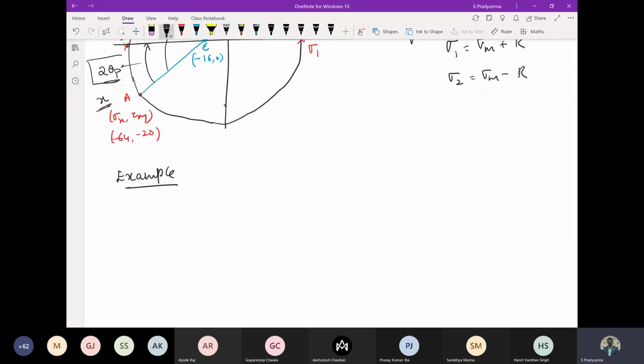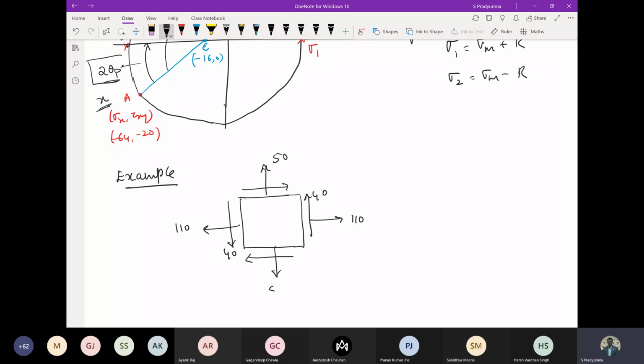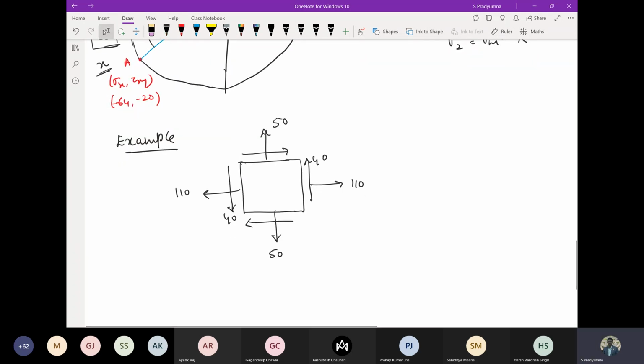So what I'm having here is a very simple example. Sigma x is 110, sigma y is 50, and tau xy is 40. I'm writing only on the right side, but it obviously means that the left side also has the same values. So don't be under the impression that these are 0. Last year I saw many students making that mistake.